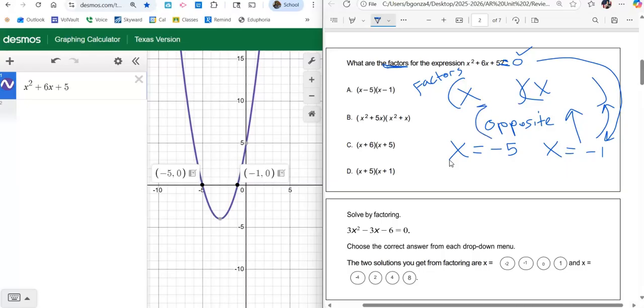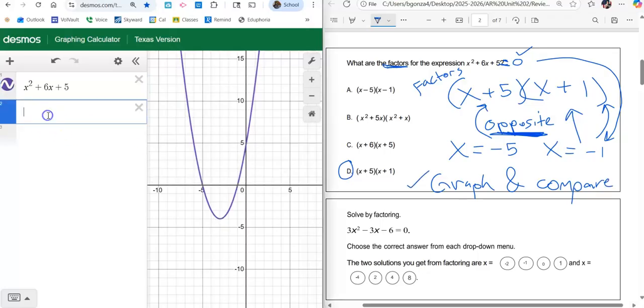Going back. Opposite of -5 is +5. The opposite of -1 is +1. This is very, very important. It's opposite, okay? So x plus 5, x plus 1, okay? Another way to do it is you can graph and compare. That's how you can check your work. If I plug in parentheses x plus 5 and parentheses x plus 1, it looks like one graph. Like I'm going to take away the second one, take away the first one. They're both overlapping because they are the same. So that's another way to do it.